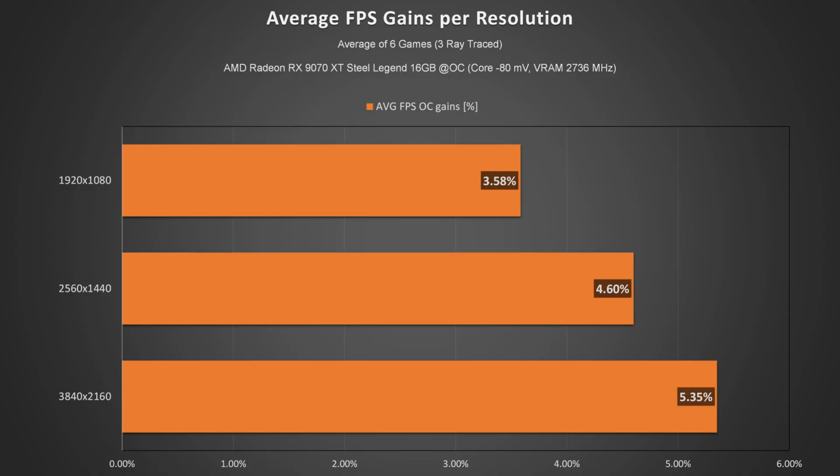I suppose Firestrike Ultra's graphics core gains are a good indication for FPS gains in games.